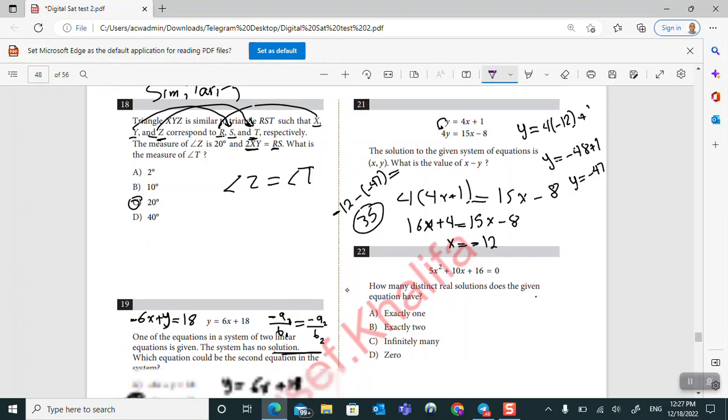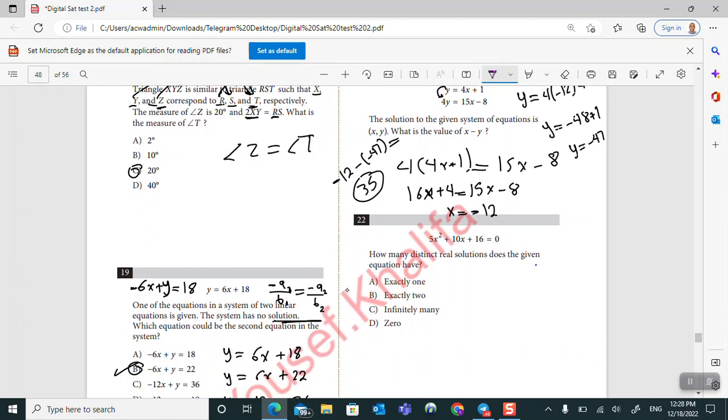Okay, so let's move on. How many distinct real solutions does the given equation have? All you have to do here is use the discriminant, which is b squared minus 4ac. And we have three conditions. The first one is greater than 0, and that's two real solutions.